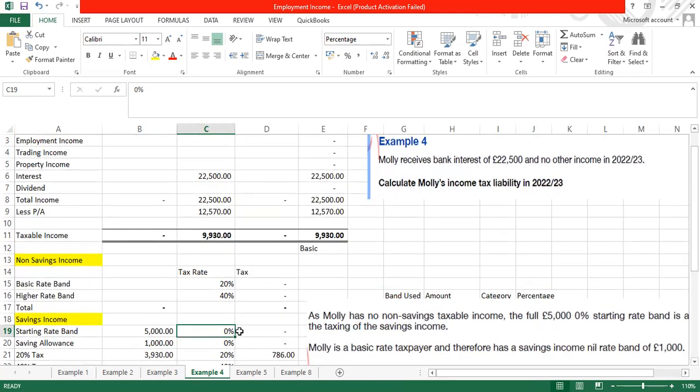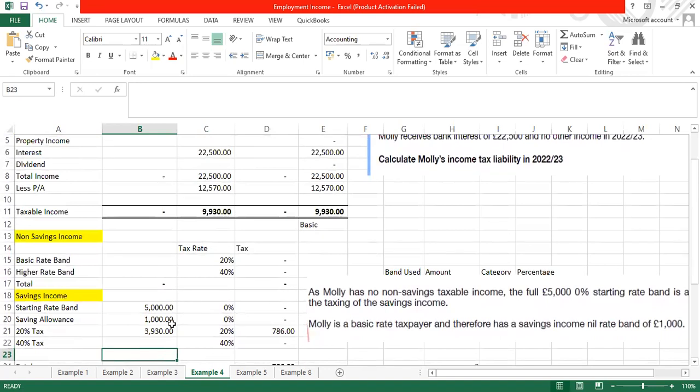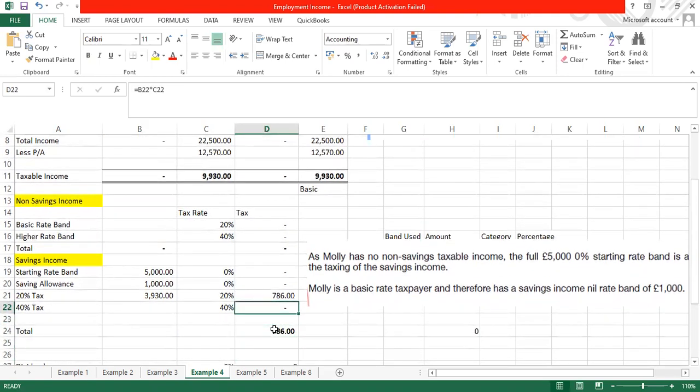So 5,000 at 0% is 0, and because Molly is a basic rate taxpayer, 1,000 at 0% is 0, and then 20% tax we have to apply on 3,930. From where does this 3,930 come? 9,930 minus 5,000 minus 1,000 is equal to 3,930. So the total tax to pay is 786. Let's see one more example to make your concept clear.